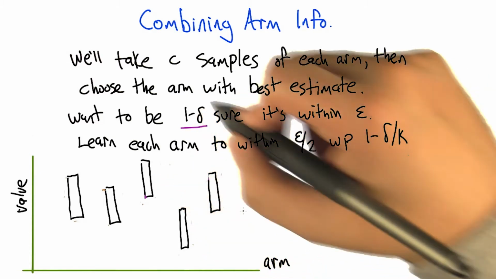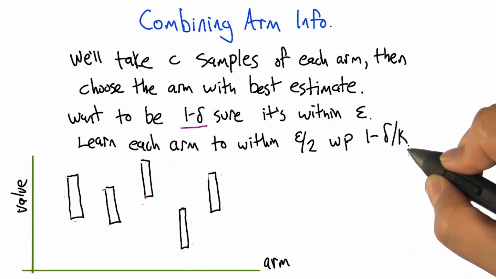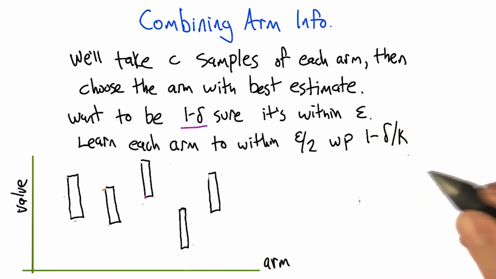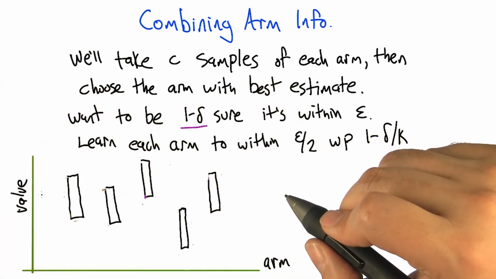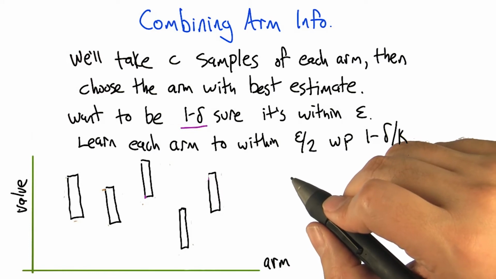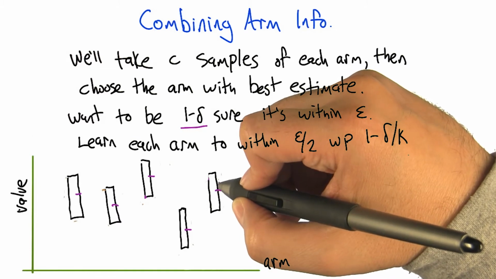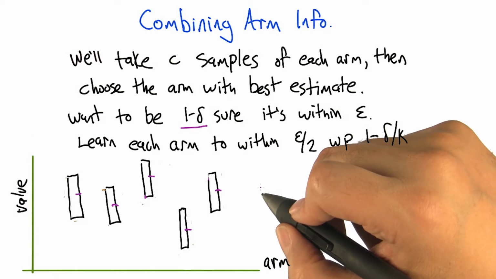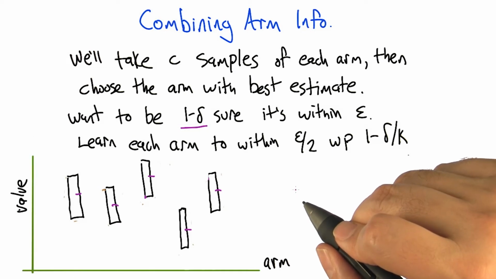That's perfectly reasonable. So if we make sure that for each arm we are 1 minus delta over k sure that its estimate is within epsilon over 2 of what our sampled evaluation is. So how big are these bars exactly? Those are uncertainty bars or error bars, so your estimate is right smack in the middle of each of them. We're pretty sure the estimate is epsilon over 2 close to the actual value. So you could be epsilon over 2 too high or epsilon over 2 too low, which means the total height of those bars is 2 times epsilon over 2, or epsilon.